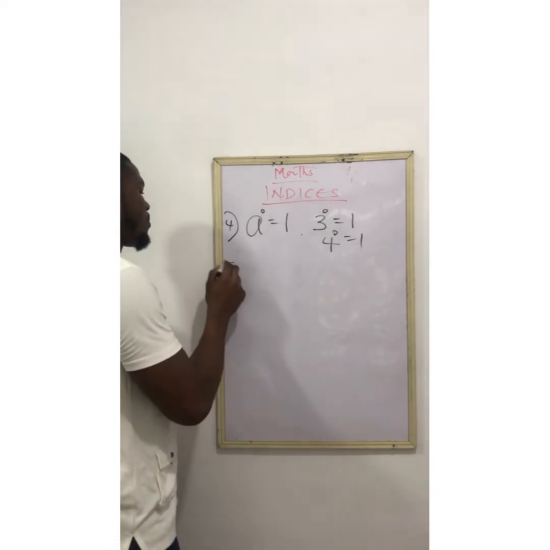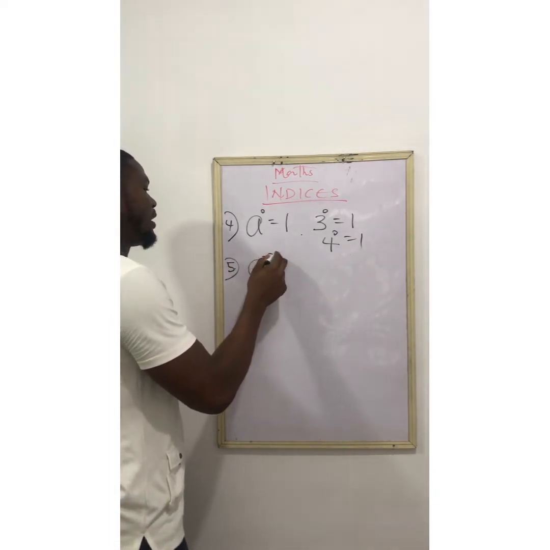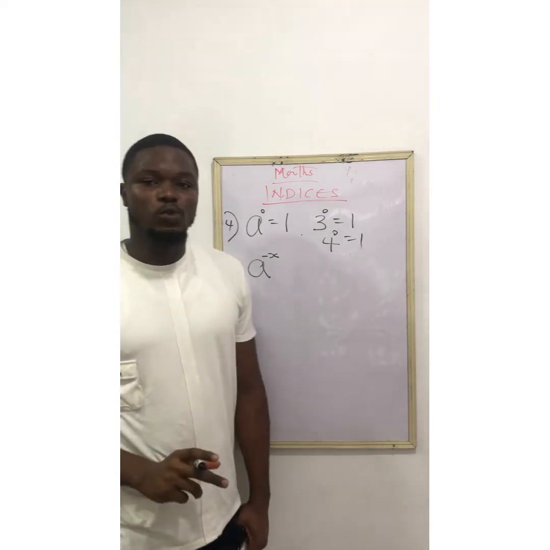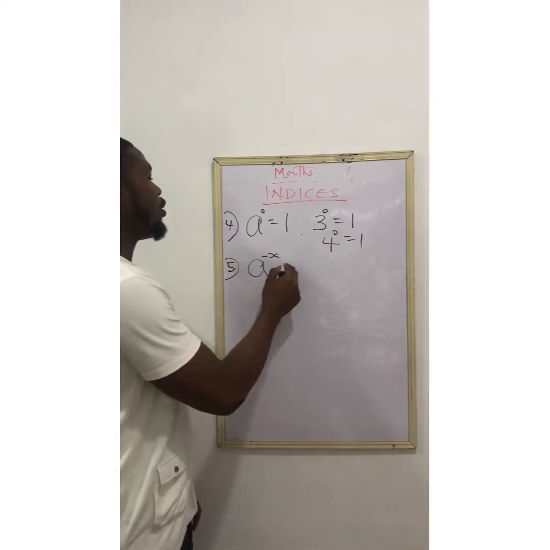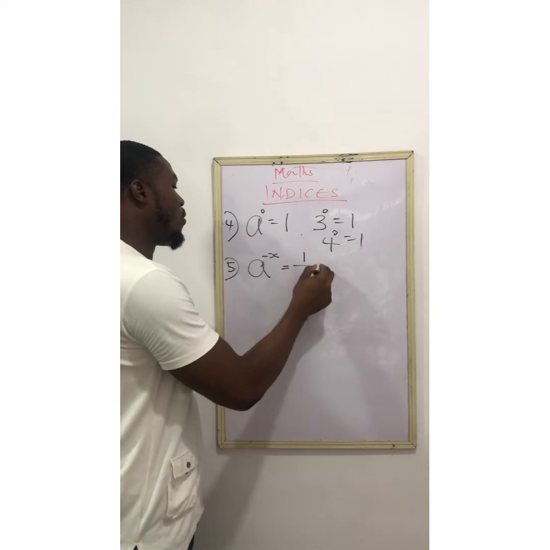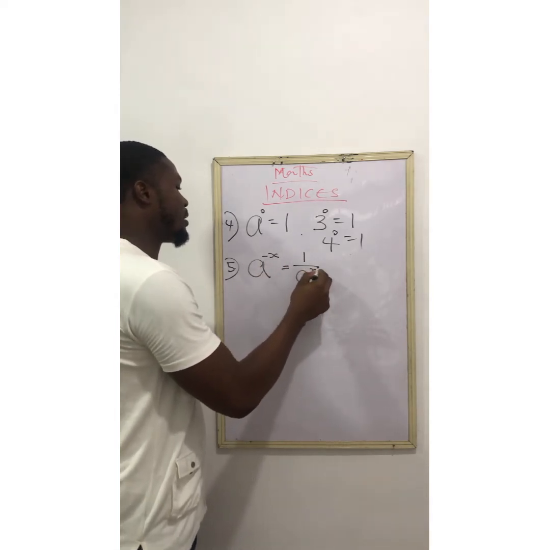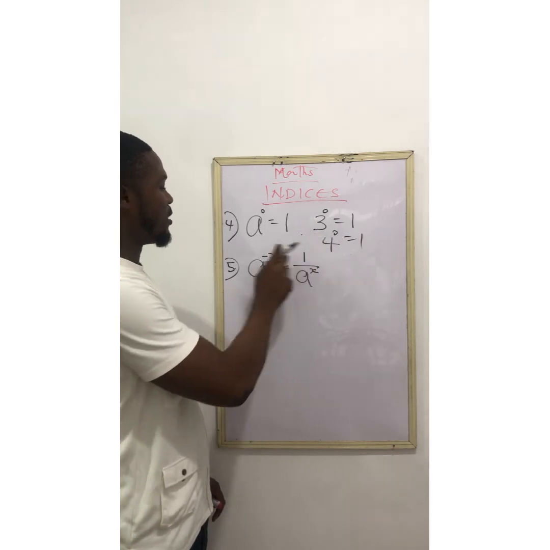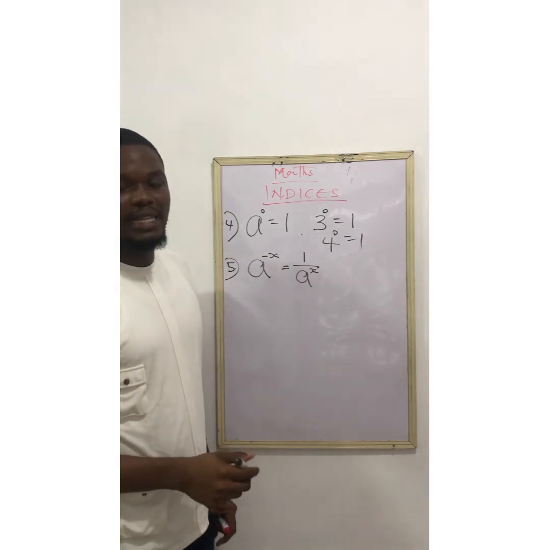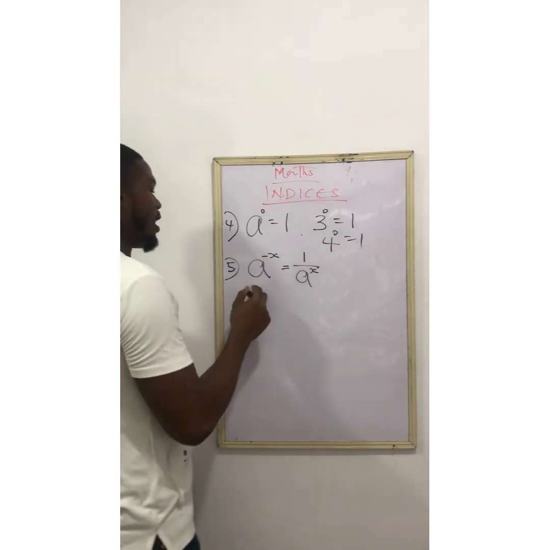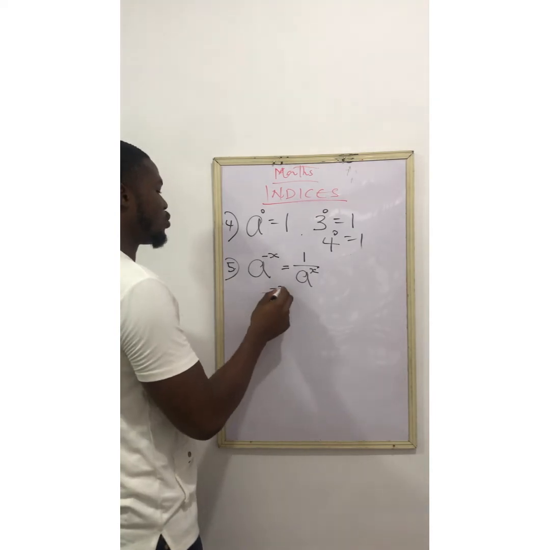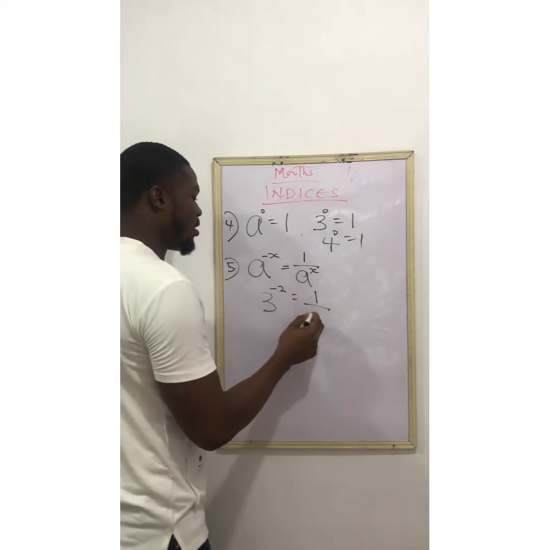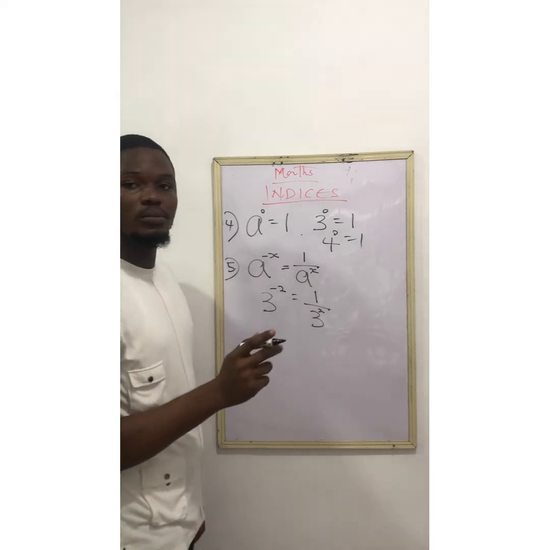The fifth law: a raised to the power of minus x. Now, in mathematics, whenever you see minus in the power, all you need to do is put 1 over a raised to the power x. The presence of this 1 over removes the minus sign, like the inverse of it. So if you have 3 raised to the power minus 2, that's 1 over 3 raised to the power 2.